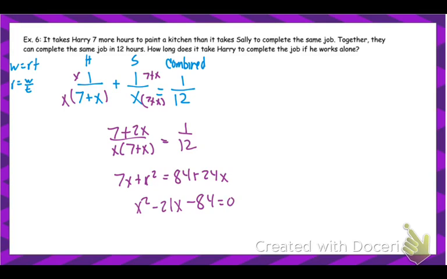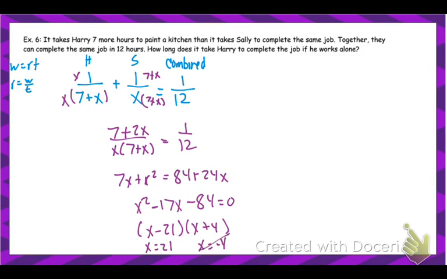This does factor. And I'm trying to think of my answer before I actually do my math. So that is going to be x squared minus 17x. So those numbers are going to be 21 and 4. Once you know your factors, you get two possible answers, 21 and negative 4.